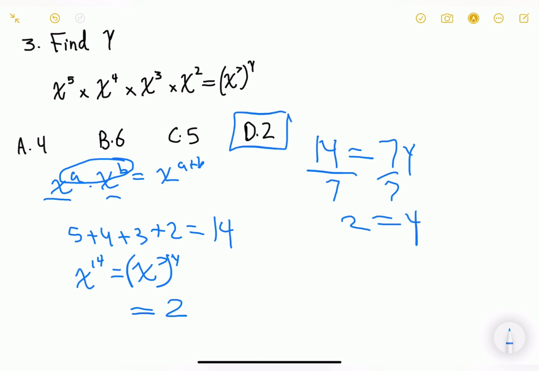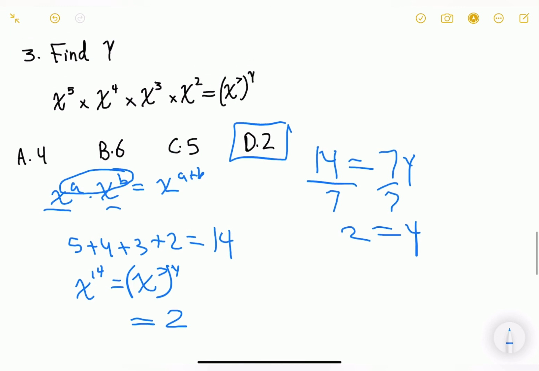and our answer is D. So basically, this is how you find it. This one is very simple. Just don't get tripped up by the question.